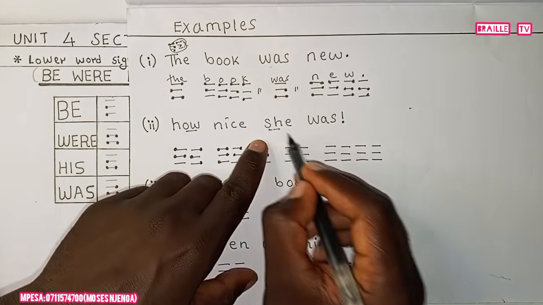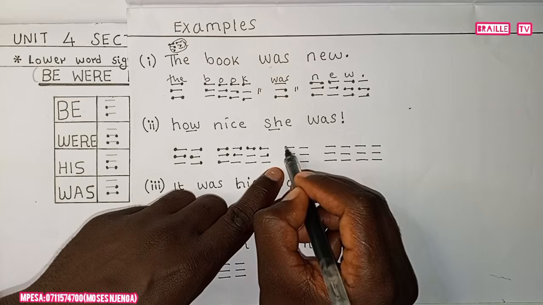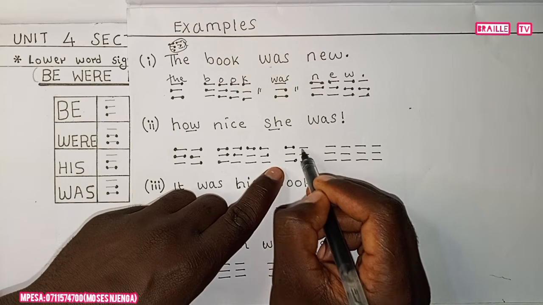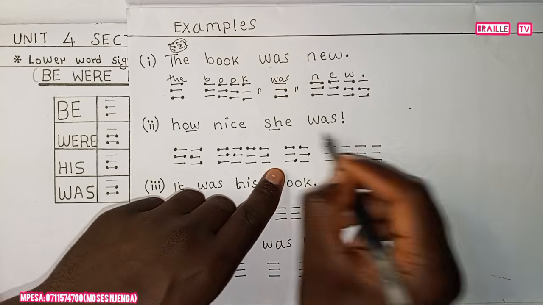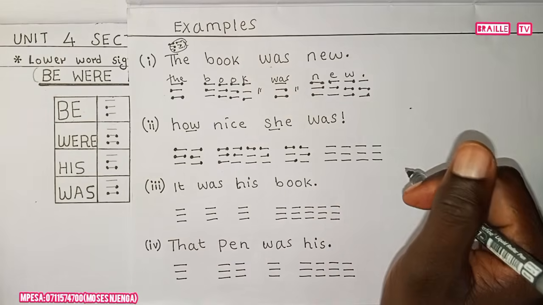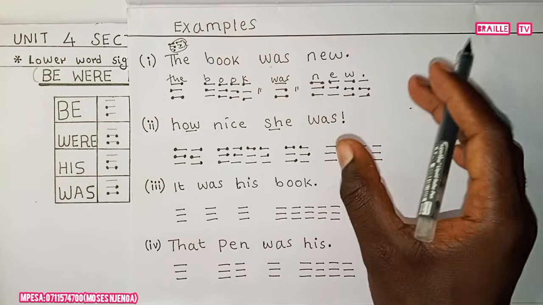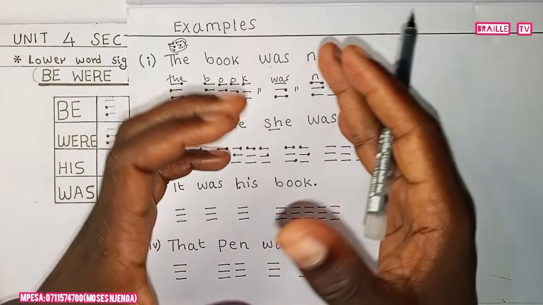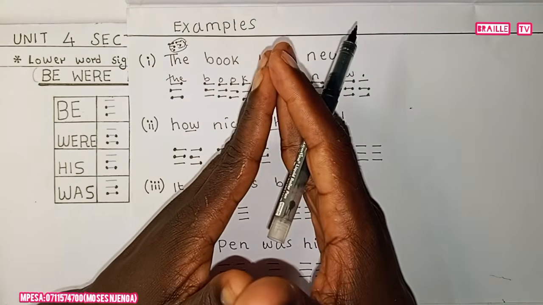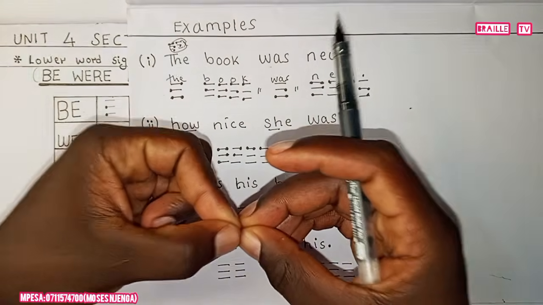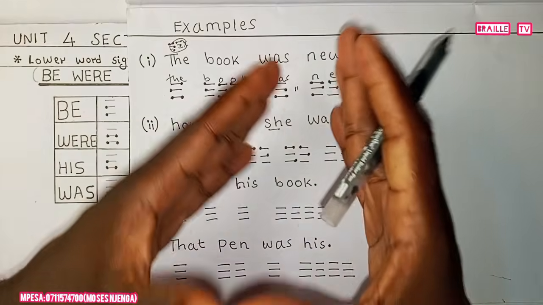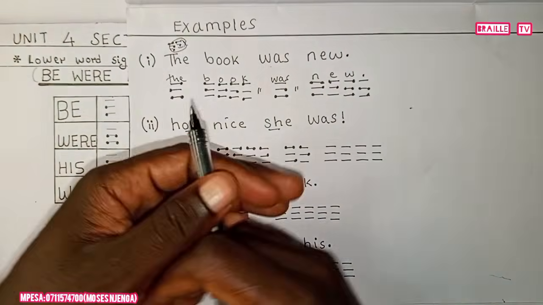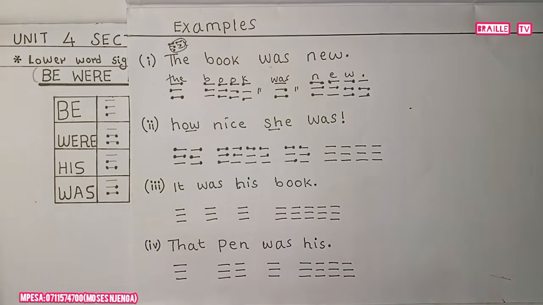Then she, you contract sh, which is written as c.6, and then you spell out e, then was. Good. Now this is a very good example, because the rule tells us not to contract them when they are adjoined with punctuation. You only contract them when they are standing alone, when no other sign is added to them. That is what it means. So we are going to do what?